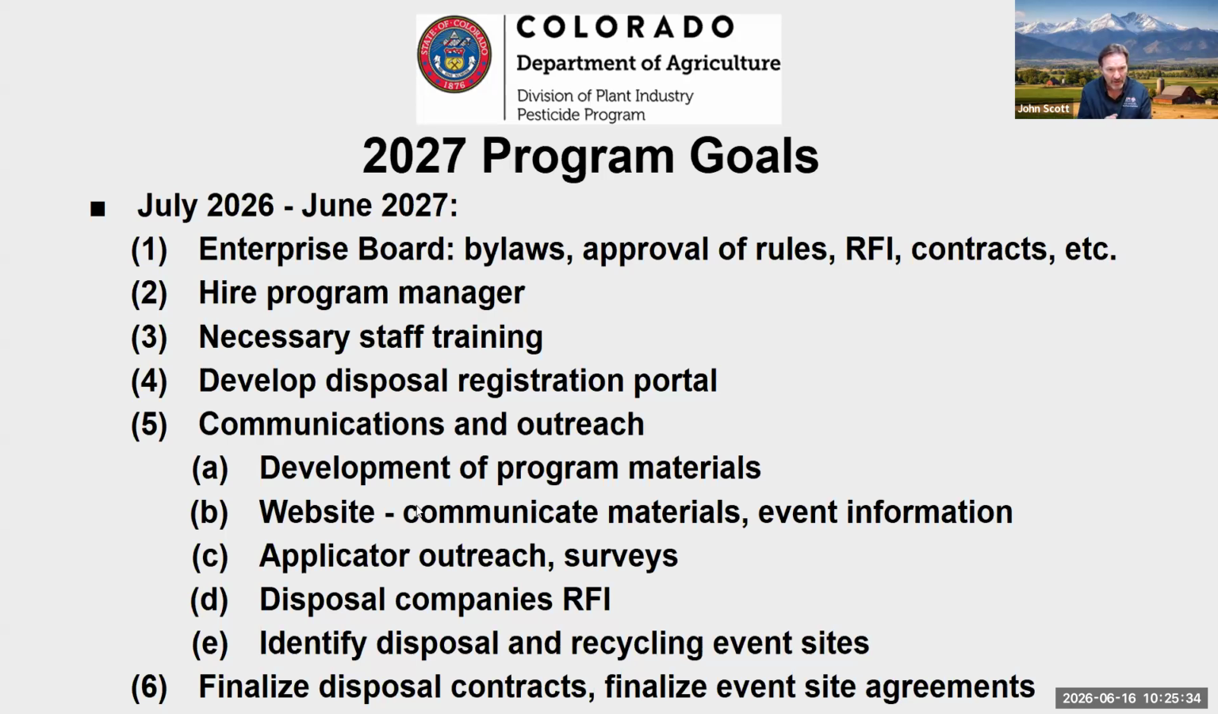I know we have a disposal company site here in Colorado as well. So ultimately, we're working with them, getting agreements to host future events. And then ultimately, no later than June 2027, or before June, we need to have the contracts finalized and approved by the enterprise, because those will go before the enterprise board to approve and then finalize those contracts and the site events.